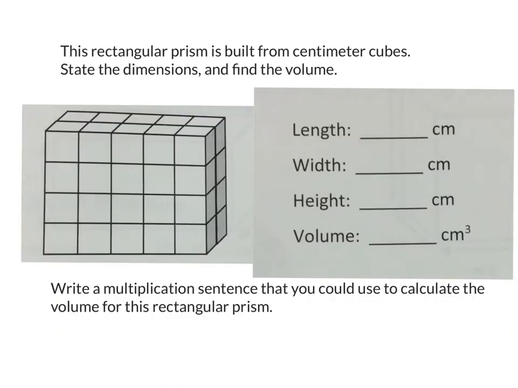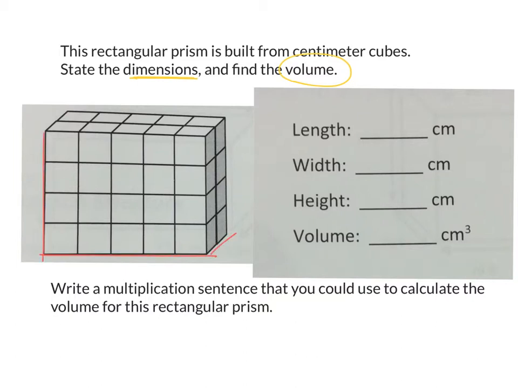This question asks us to first state the dimensions, the length, the width, and the height, and then find the total volume, okay? So let's first talk about the length. Now, does it really matter which one is the length, or the width, or the height? No, because right now we might think, okay, this is the length, and this is the height, and this is the width, right? But watch this.